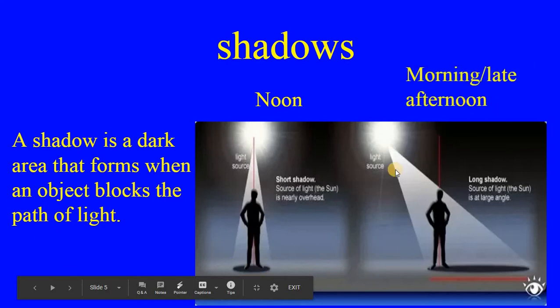When it's morning or late afternoon, your shadows are longer, right? Because the light source is either behind or in front of the person. In this case, it's behind it. Notice the length of the shadow. So to review, we discussed how light travels. It travels in a straight line. We looked at reflection, the bouncing of light from one object to the viewer. We discussed refraction. It's the bending of light from one material to the other.